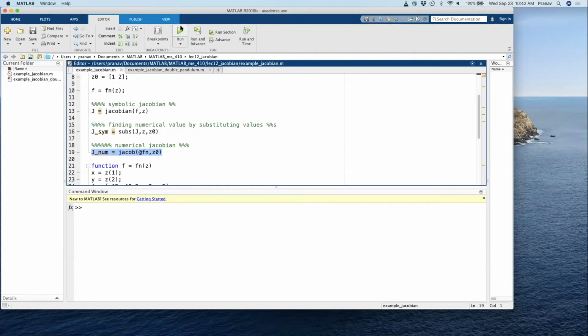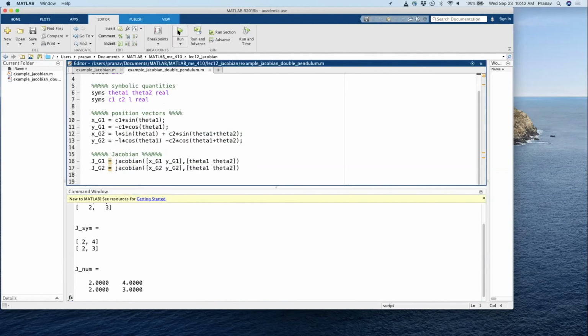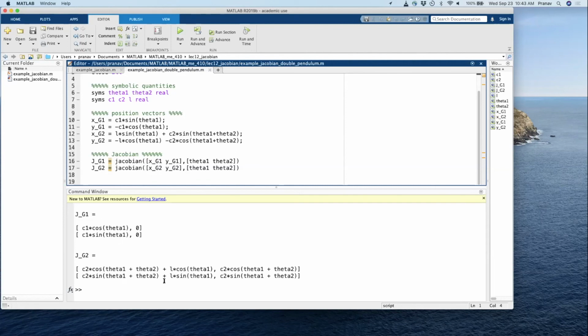Running this, the first file gives me the same answer as what I got using hand calculation, and then the value at 1, 2. And then running this for the pendulum will give me the Jacobian formula, which I wrote down earlier. Okay, so that's pretty much what I have. If you want to do the torque calculation, you can also do it. I have not added it here.